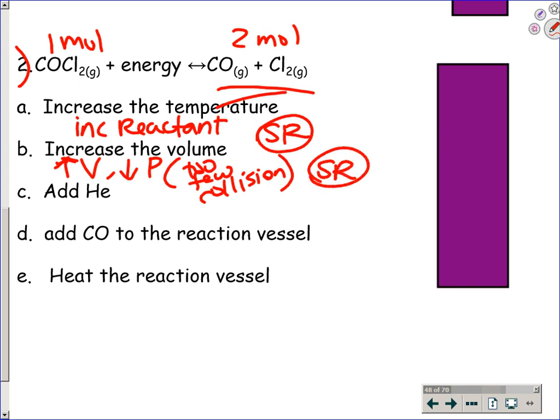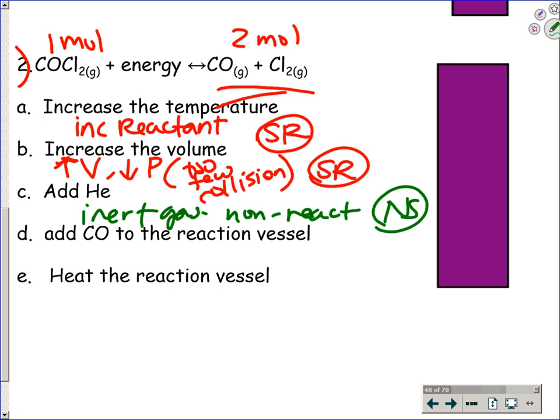Adding helium, no shift, right? That's going to be because it's called an inert gas. Inert gases are non-reactive, and also it's not present in our equilibrium system, so this will be a no shift. Okay, adding carbon monoxide, which is basically you're adding a what? You're adding a product. Good. So if you add a product, how do you get rid of product? Shift left. So you should be shifting the opposite direction.